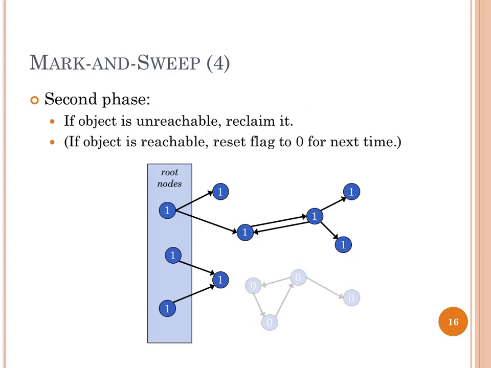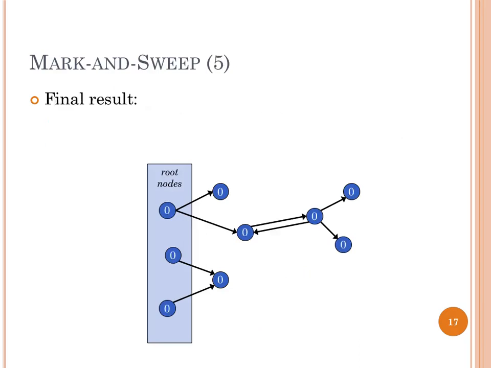So, second phase: we just go through all of the objects, and if its reachable flag is set to 1, we just clear it for the next time we run mark and sweep. And if it's 0 when we get to that object, we go ahead and release it and reclaim the memory. Okay? Does that make sense? This is a pretty straightforward one to implement. So we end up having identified the garbage.